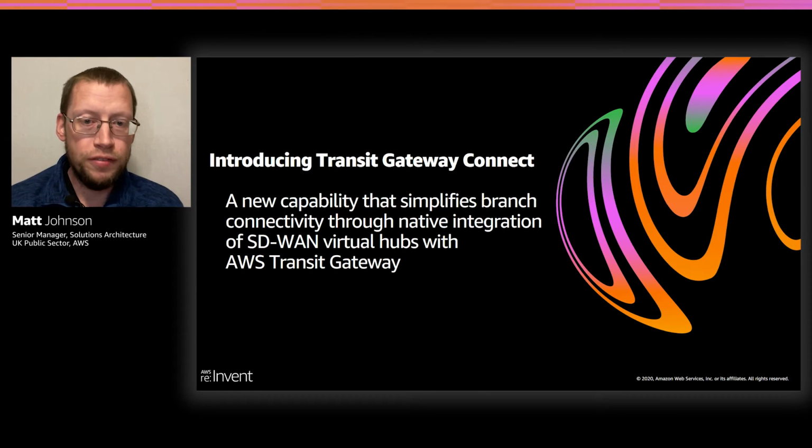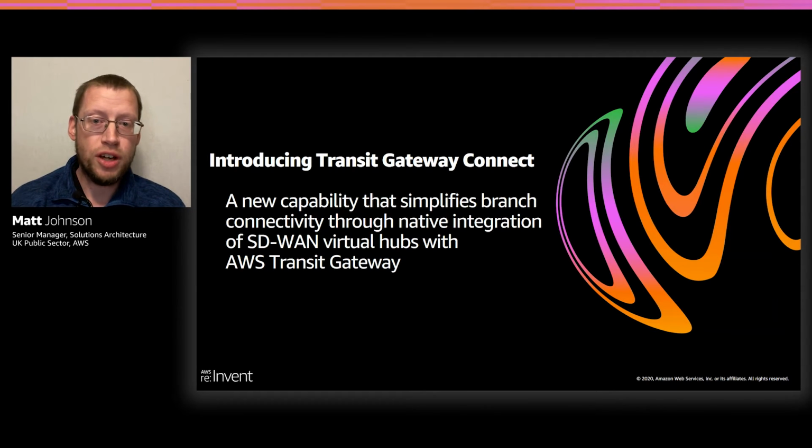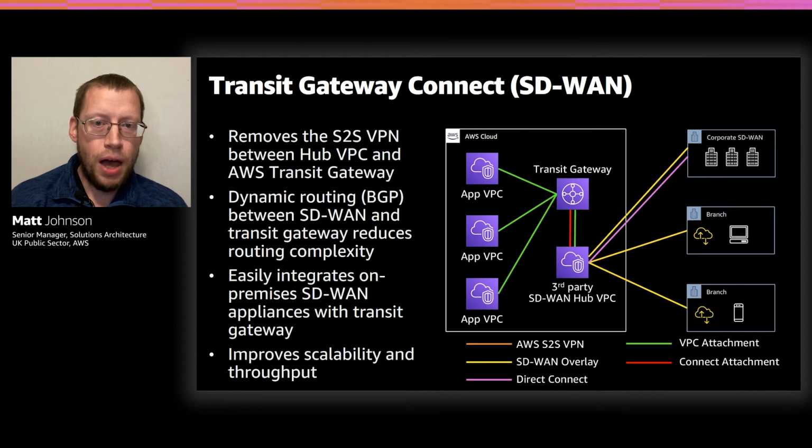And so we've now introduced a new service, AWS Transit Gateway Connect. And this is a capability built onto Transit Gateway that simplifies that branch connectivity by natively integrating those SD-WAN virtual hubs, those EC2 appliances, into Transit Gateway. So let's look at how this works. So in this first scenario, which would be a typical SD-WAN scenario, what we've done is we've used the new Transit Gateway Connect capability to replace that site-to-site VPN between the hub VPC and the Transit Gateway with the Connect attachment.